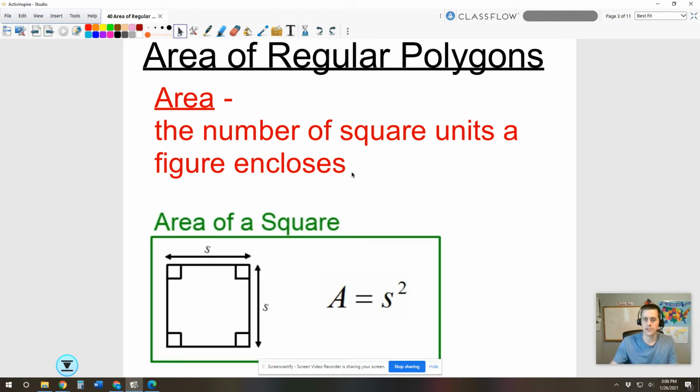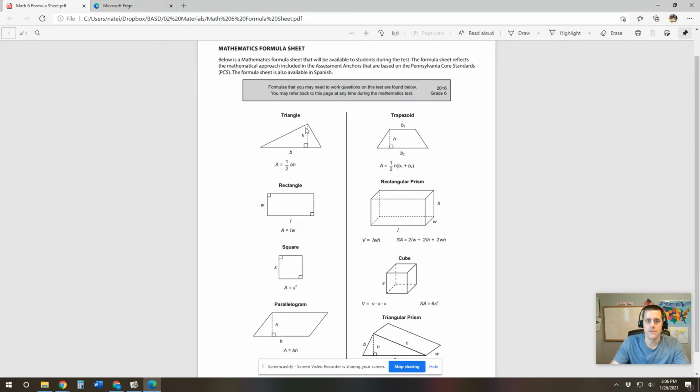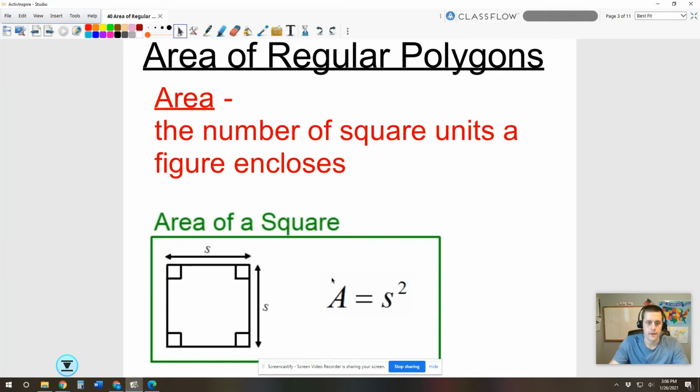So at the very bottom of your screen, you see the first shape we are working with, and that is calculating the area of a square. And that formula is found on your formula sheet. The square is the third object in the left column. You'll see the square, and then to calculate area, the formula is A equals S to the second power. A represents the area of the square, or how many square units fit inside of that square. And then S, because all 4 sides of a square are exactly the same, S is the measure of one of those sides. We'll call it a side length.